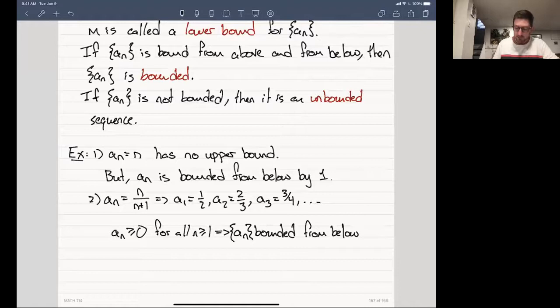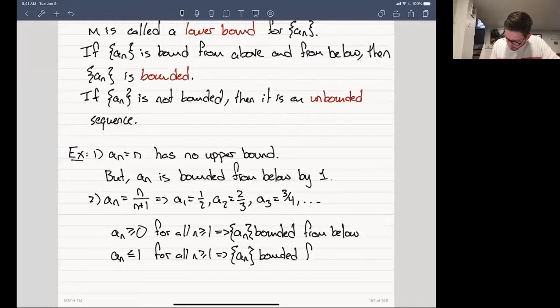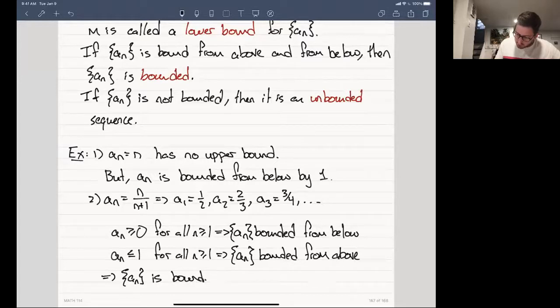And similarly, a_n is less than or equal to 1. In fact, it's actually strict, but I just put less than or equal in there because a number divided by the next number in the sequence is always less than 1. So this tells us that a_n is bounded from above. It's bounded from below and bounded from above, so the sequence a_n is bounded. You're probably pretty used to this idea from calculus, right? It's the same sort of thing that we use for functions.